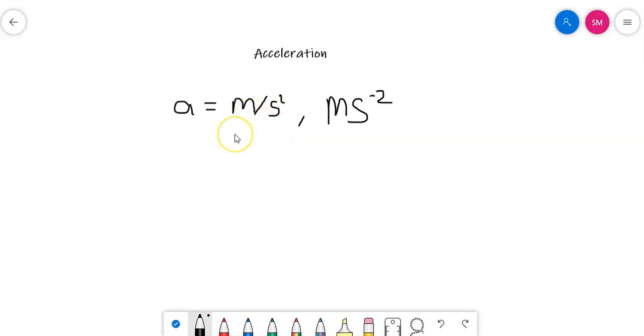So if something was accelerating at 1 meter per second per second, that would mean that every second the object would increase its speed by 1 meter per second. It's something that you just need to get used to. Meters per second per second can be written as m divided by s squared, or m s to the power of negative 2.